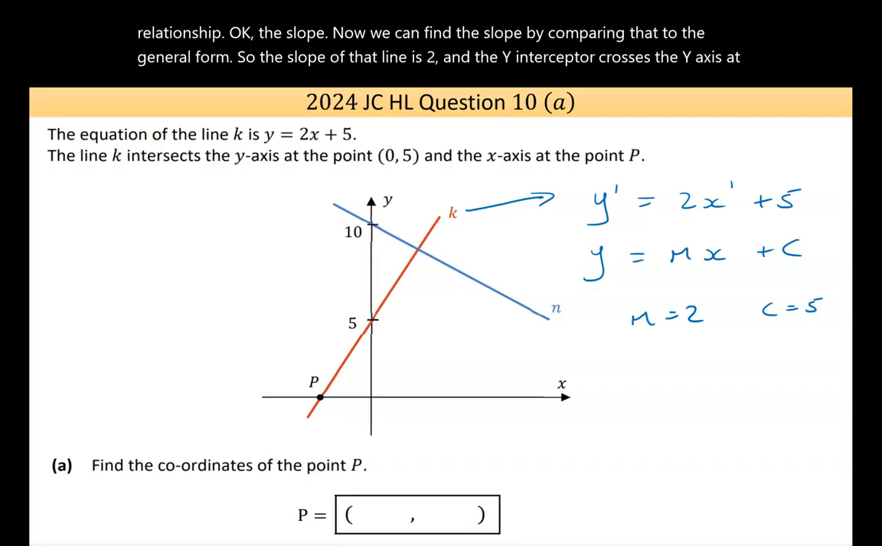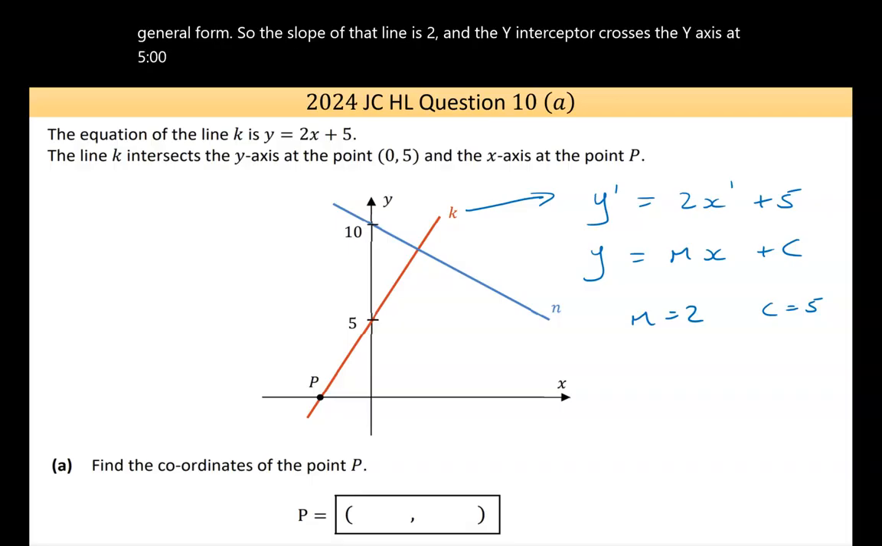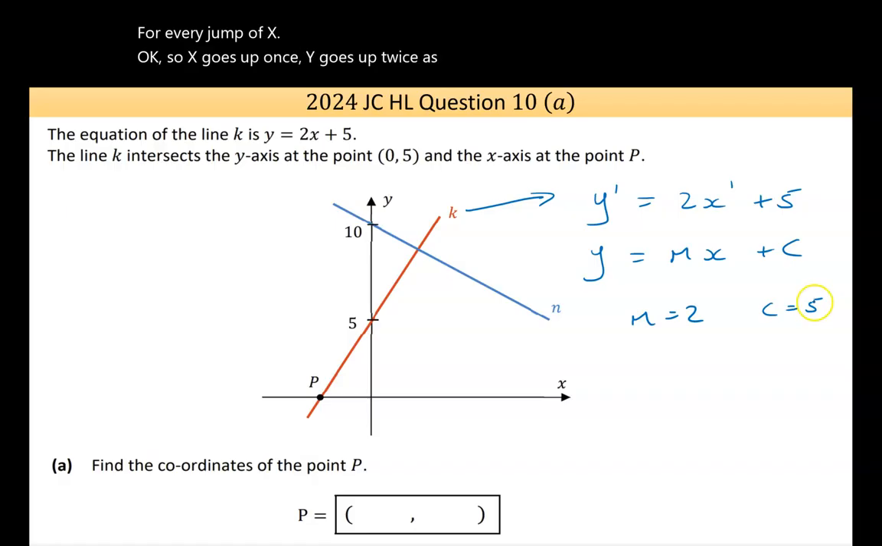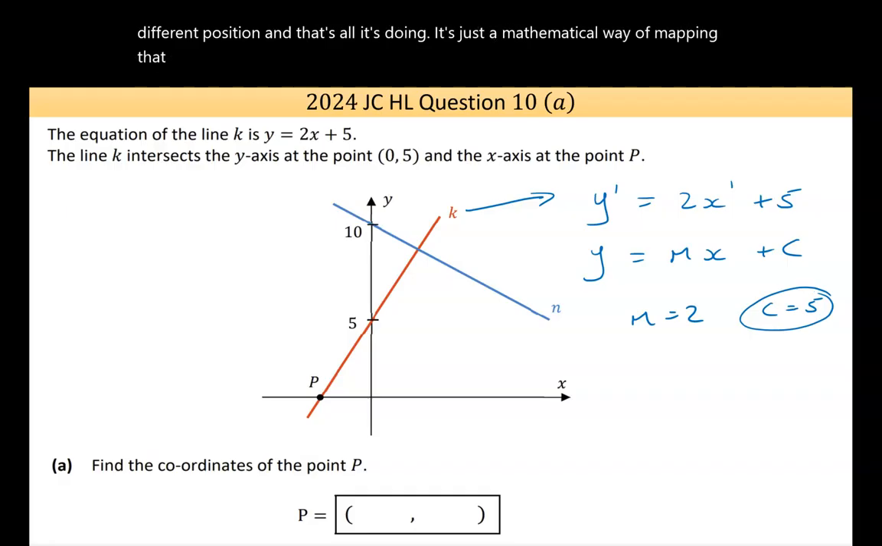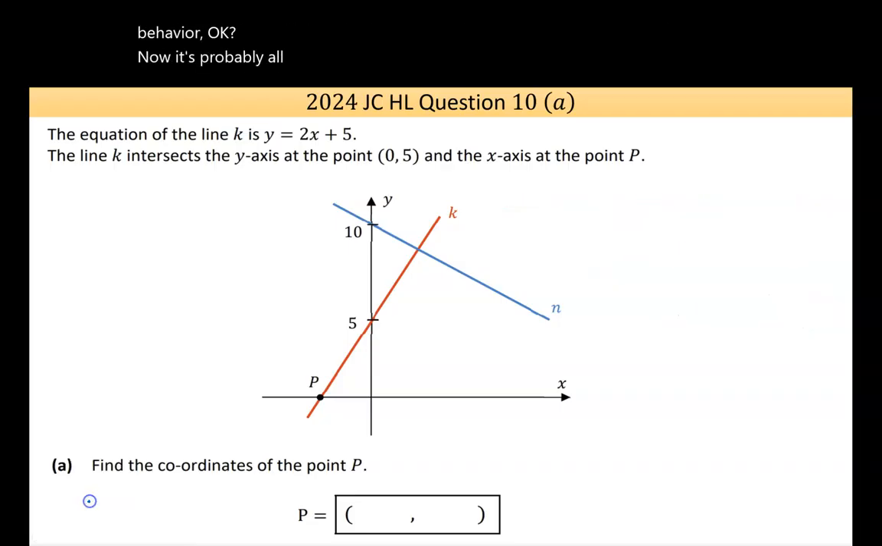So it goes up 2. Y goes up 2 for every jump of x. So x goes up once, y goes up twice as fast. But it starts off at a slightly different position, and that's all it's doing. It's just a mathematical way of mapping that behavior. Now it's probably all irrelevant, so I'm going to take it off.